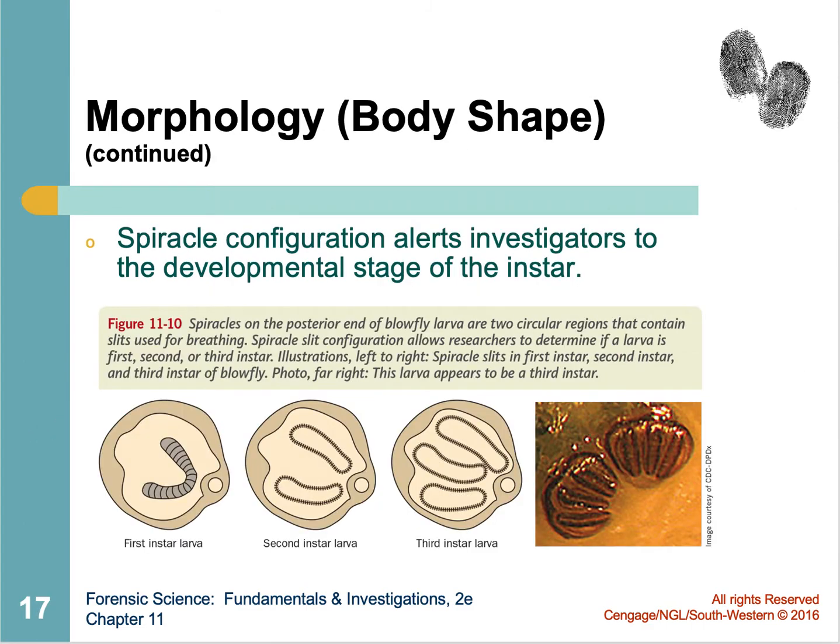Going more into the morphology, I want to talk about the different instars. Remember, you have 3. So you have egg, larva 1 or instar 1, larva 2 or instar 2, larva 3 or instar 3, and then you go into pupa and finally adult.